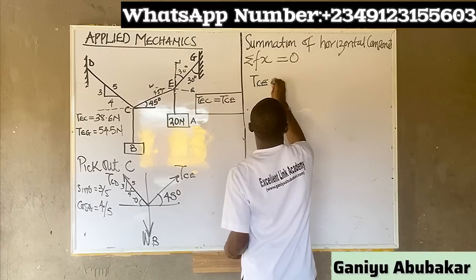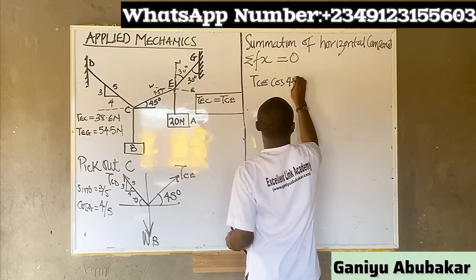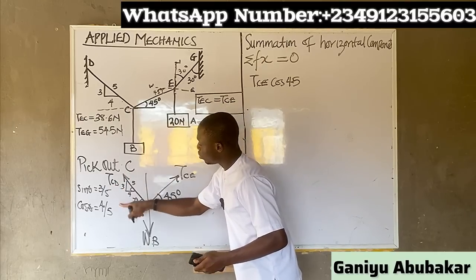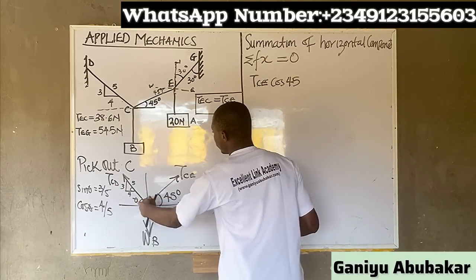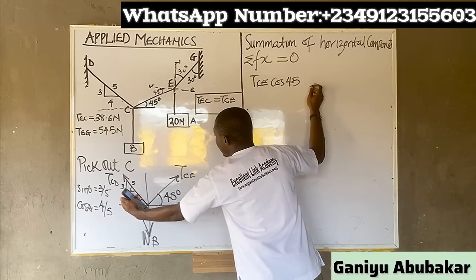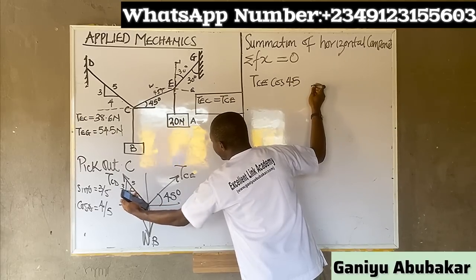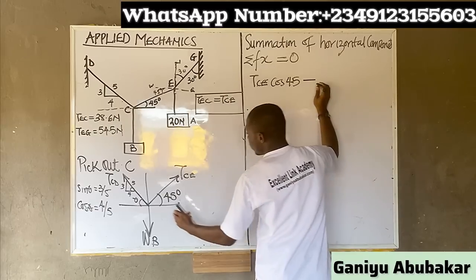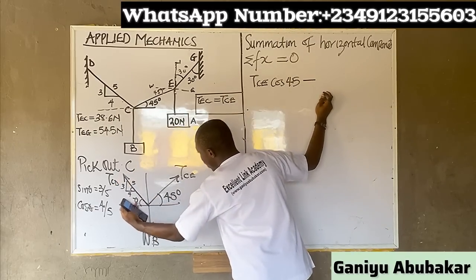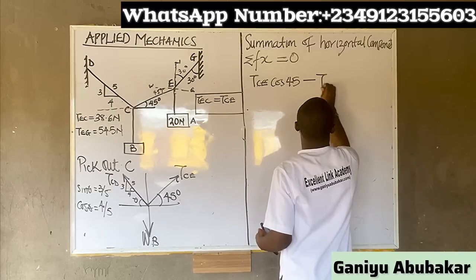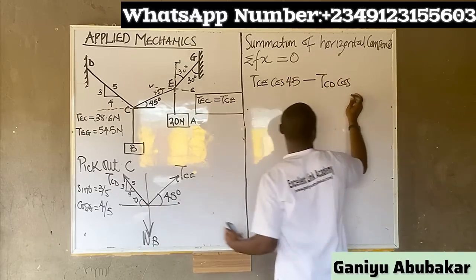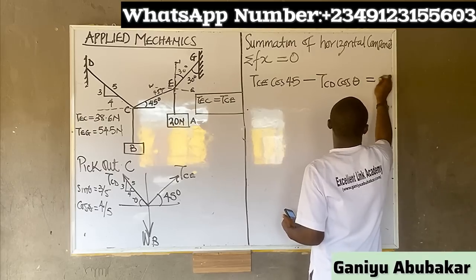If I resolve this TCD to the horizontal, it gives you cos because the angle is on the horizontal, but it's negative. This is the second quadrant. We say we have positive y and negative x, so x will be negative, horizontal negative. If I resolve this one to the horizontal, that gives you TCD cos theta, where theta is the angle, cos theta equals 0.